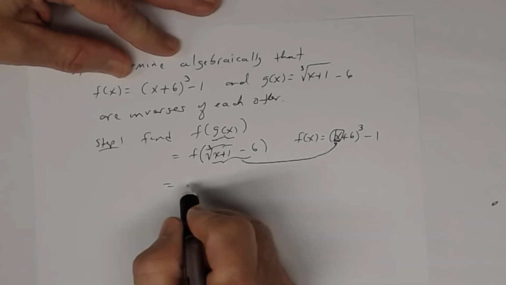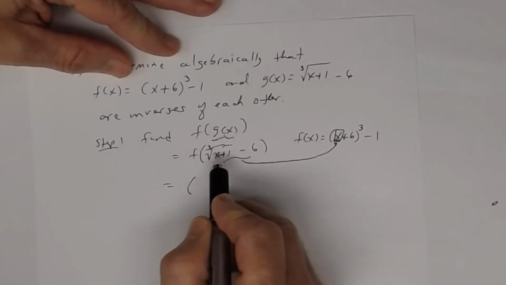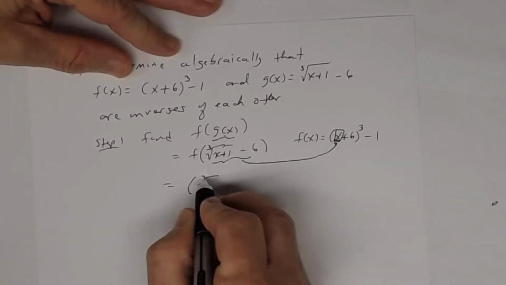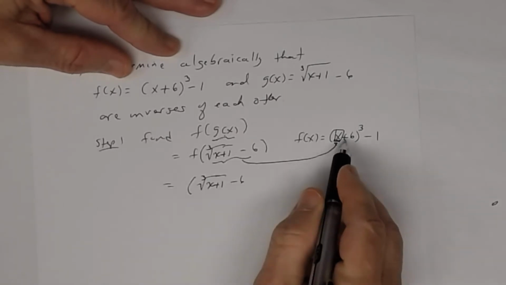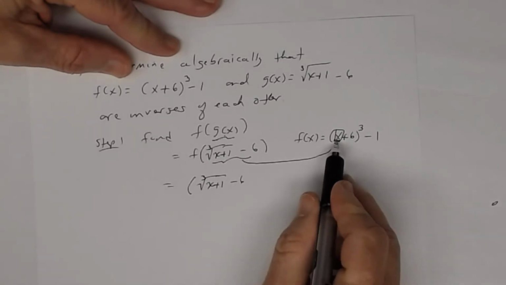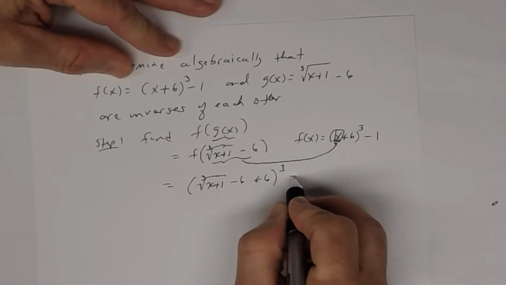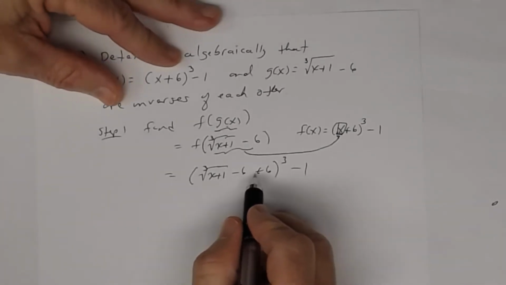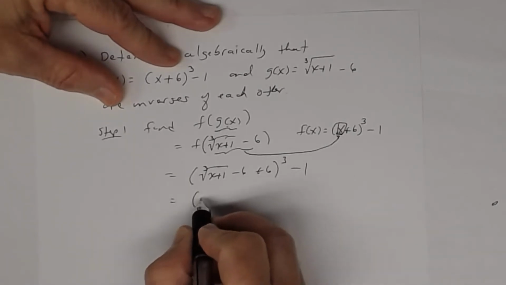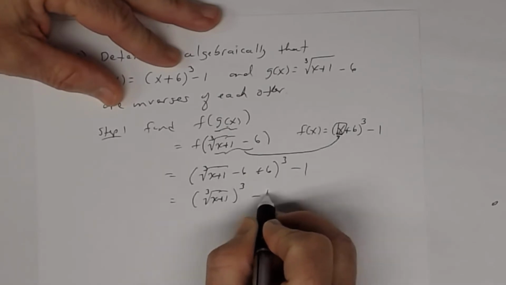So this becomes parentheses. Now I'm going to take what I have boxed, which is x, and substitute this expression, the cube root of x plus 1 minus 6. And see, this right here is now in here, plus this 6, whatever that is, I'm going to cube it and subtract 1. Okay? A negative 6 plus 6, combining like terms, is 0. So I get, in parentheses, the cube root of x plus 1 cubed minus 1.